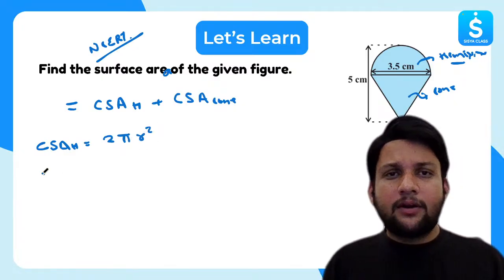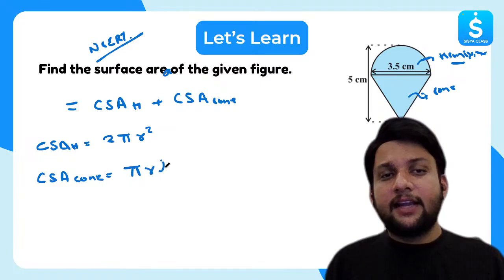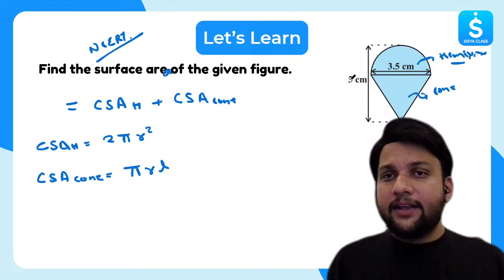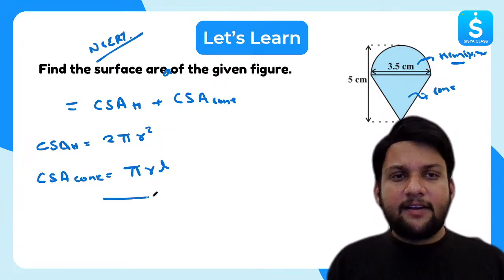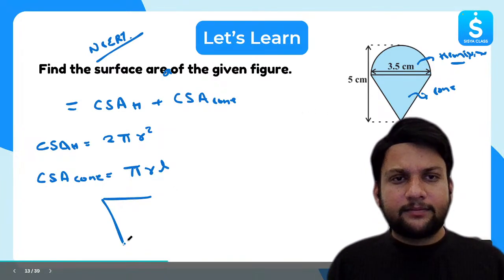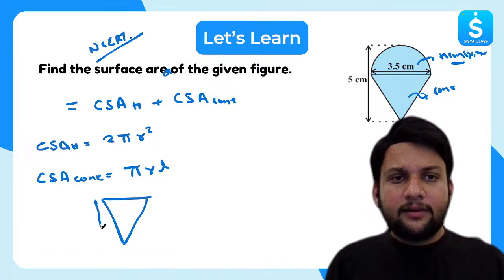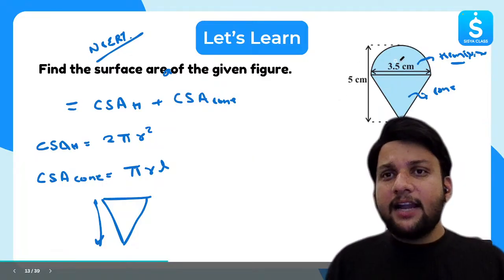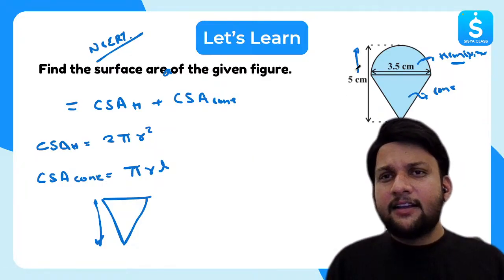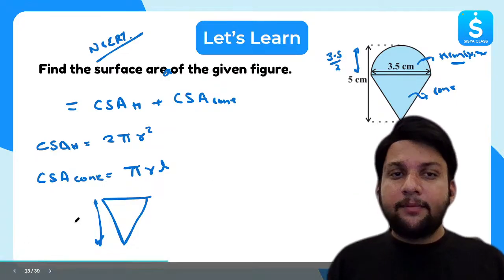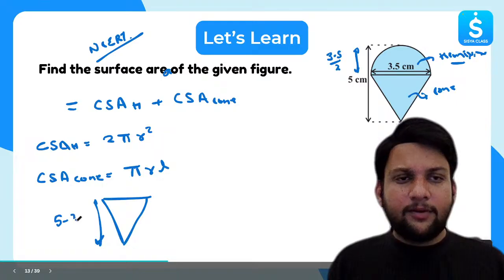Next, what is CSA of cone? CSA of cone will be, remember, pi times r times L. Now, do we have L here? No, we don't have L, but we can find, right? Okay, how will I find L? Just see. If I have this triangle, just consider this triangle. First of all, height is given by what? Total height is 5, and this diameter is 3.5. Can I say this height is radius, that is 3.5 by 2? Yes or no? Right. So what does the height become? It will become 5 minus 3.5 by 2.